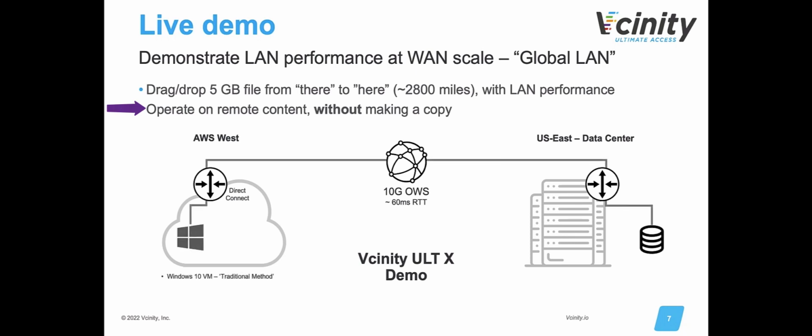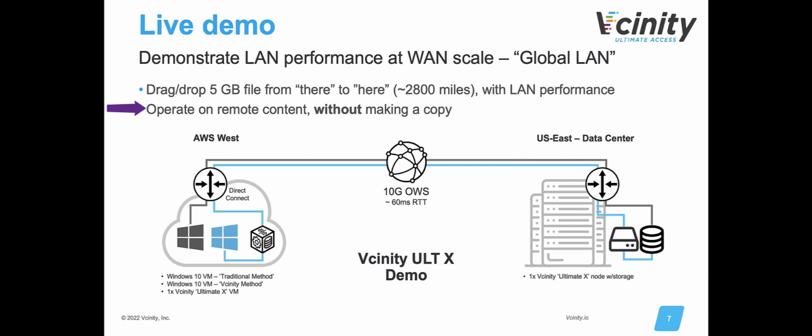You'll see two computers on my screen in just a moment. One has a gray wallpaper. It's a Windows 10 VM in AWS. It's called the traditional method, as the wallpaper says, and it's just a mapped network drive across the network to a share in our data center on the East Coast. Nothing revolutionary. The second computer has a brightly colored wallpaper, and it also has a mapped network drive across the country to the same share on the East Coast.